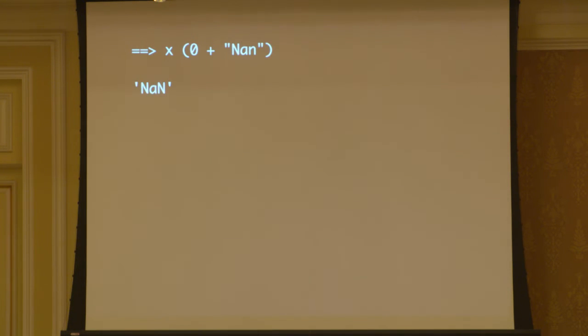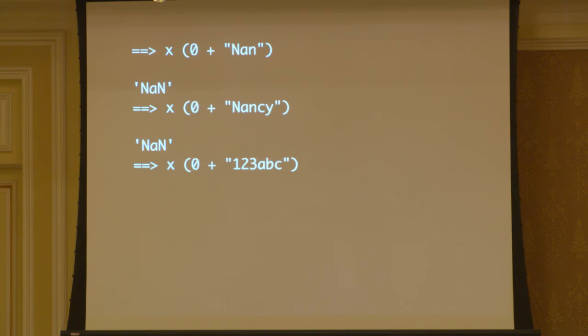Another funny bit of this is, 0 plus NaN, you get NaN, that makes sense. How about 0 plus Nancy? Well, you get NaN. The reason you get that is totally reasonable. Yeah, okay, I can say that. It's because when you say 0 plus 123ABC, you get 123. The first part of the string that looks like a number is what you get. But you also get something else.